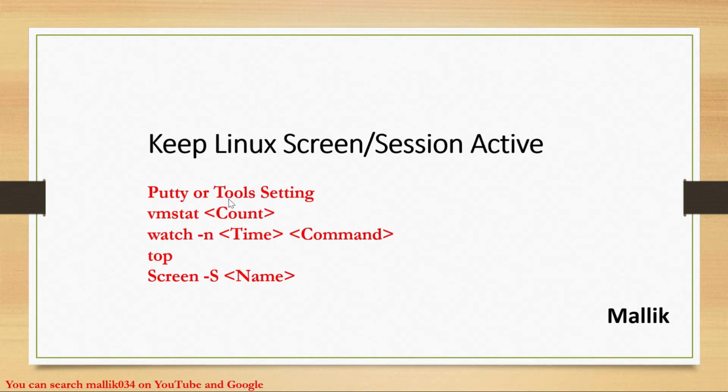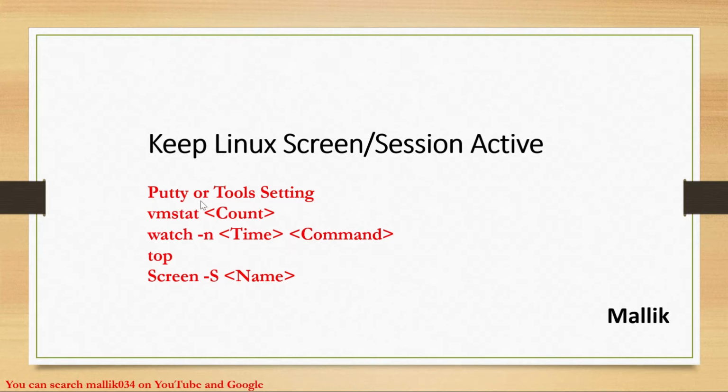You can enable your session ping every 60 seconds, or every 1 minute, or every 2 minutes, or every 15 seconds, whatever desired time you can set, and your session will be active forever. If you have not enabled that, you can use a vmstat command to keep your session active for temporary purposes, or you can use a watch command, or a top command, or you can use a screen command to keep your session active.